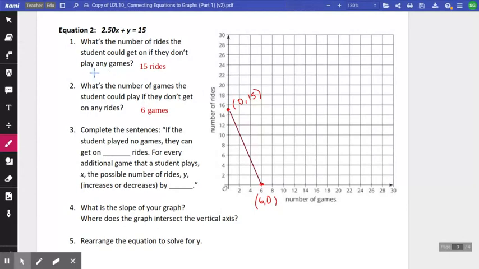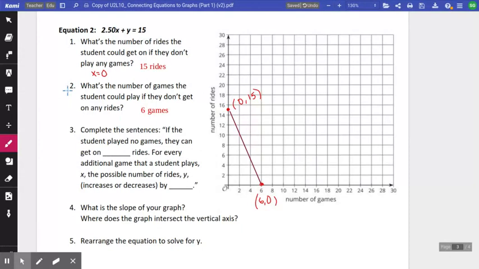That means that x, or our number of games, equals 0. In order to answer that question, substitute x equals 0 into this equation, and you're going to get y equals 15, or that you can go on 15 rides. That represents this point right here on our y-axis.